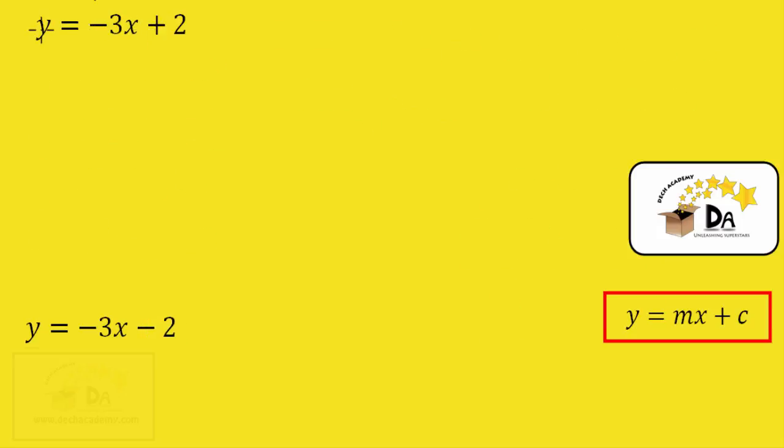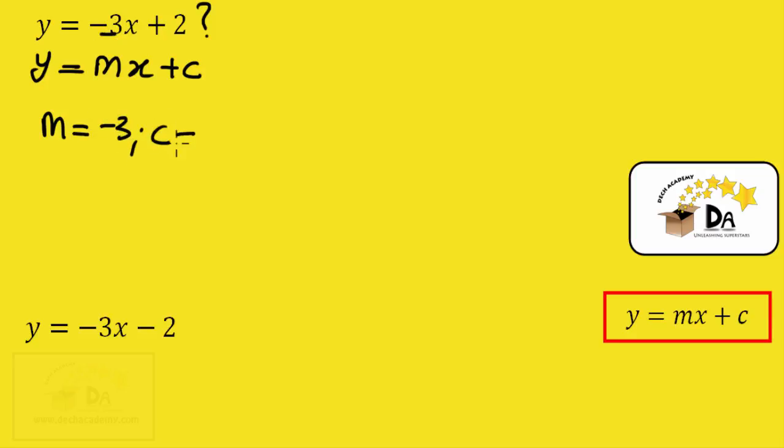Here's another example. Is the equation y equals minus 3x plus 2 a linear equation? Is this equation of the form y equals mx plus c? Yes, it is, because as you can see, just by comparing the coefficient of x in both equations, m, the coefficient of x here, is equal to the coefficient of x here, which is minus 3, and c, the constant term plus 2, is 2. So this equation is the instance of this general form where m is minus 3 and c is 2.